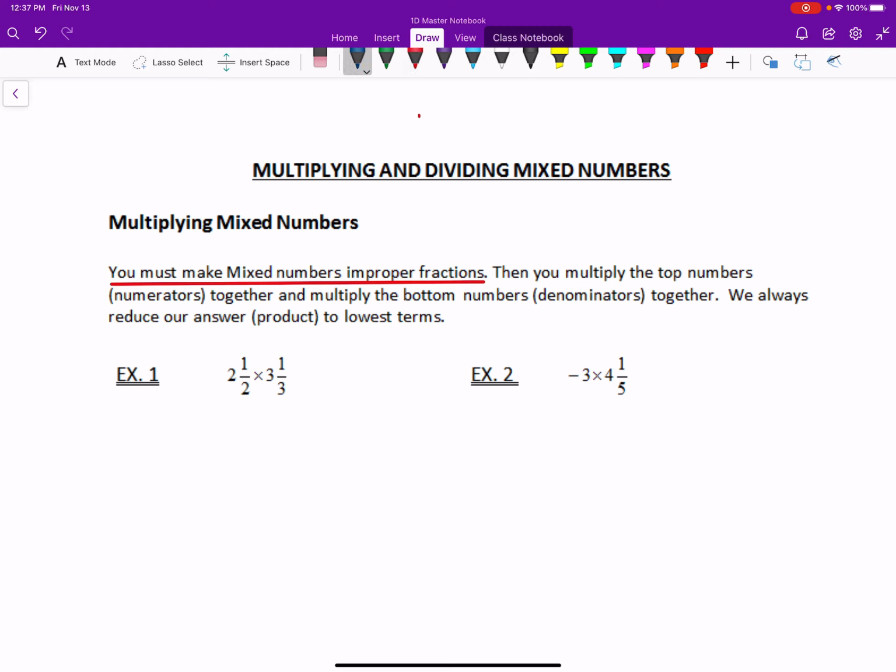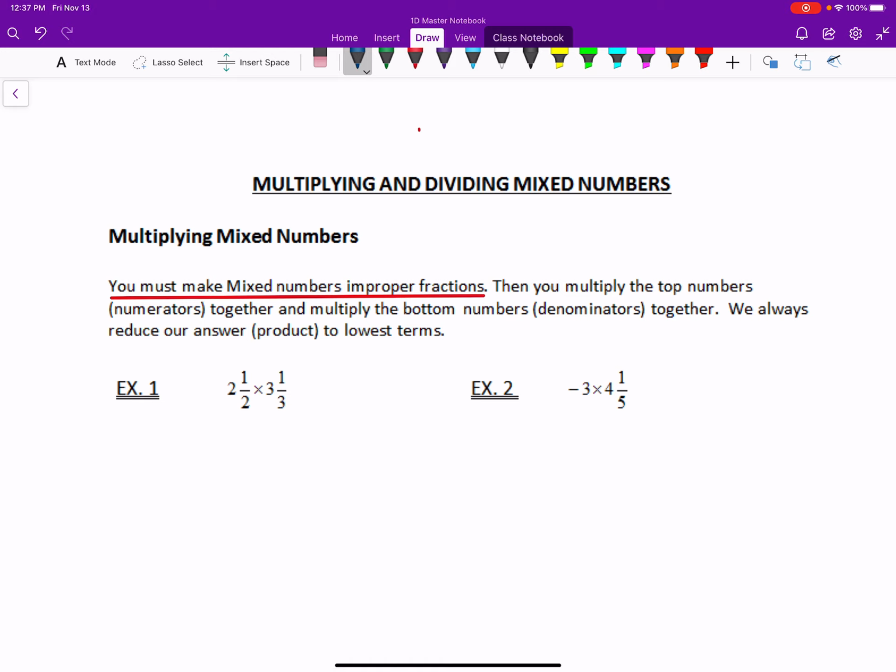So we do that, but there's a few other differences. We don't need a common denominator, all right? No common denominator.